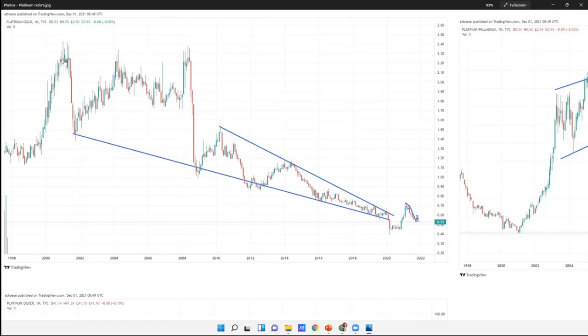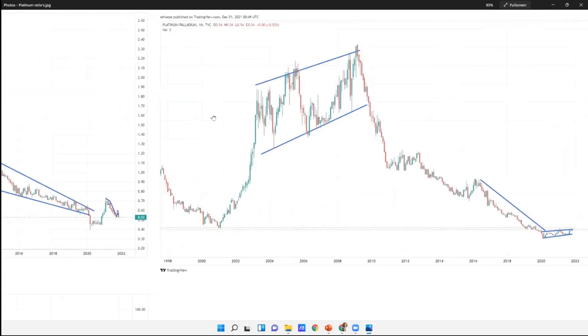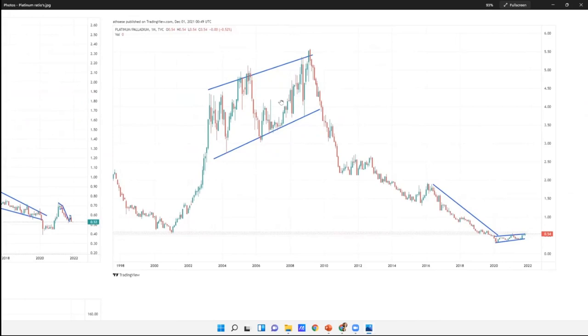Then we've got another ratio here, the platinum to palladium ratio. Palladium back in the mid-2000s was priced above 5. So that means 1 ounce of platinum could buy more than 5 ounces of palladium. Right now, palladium can buy 2 ounces of platinum, signaling that platinum has never been cheaper in history against palladium. And platinum is a substitute for palladium. So eventually this ratio will work itself out over time if you're patient.